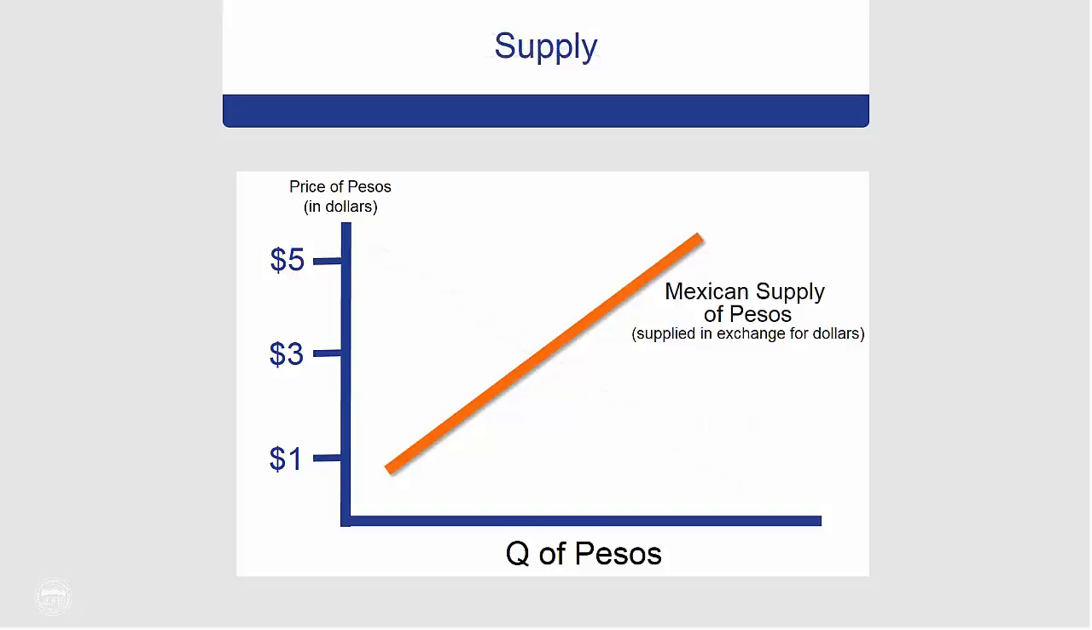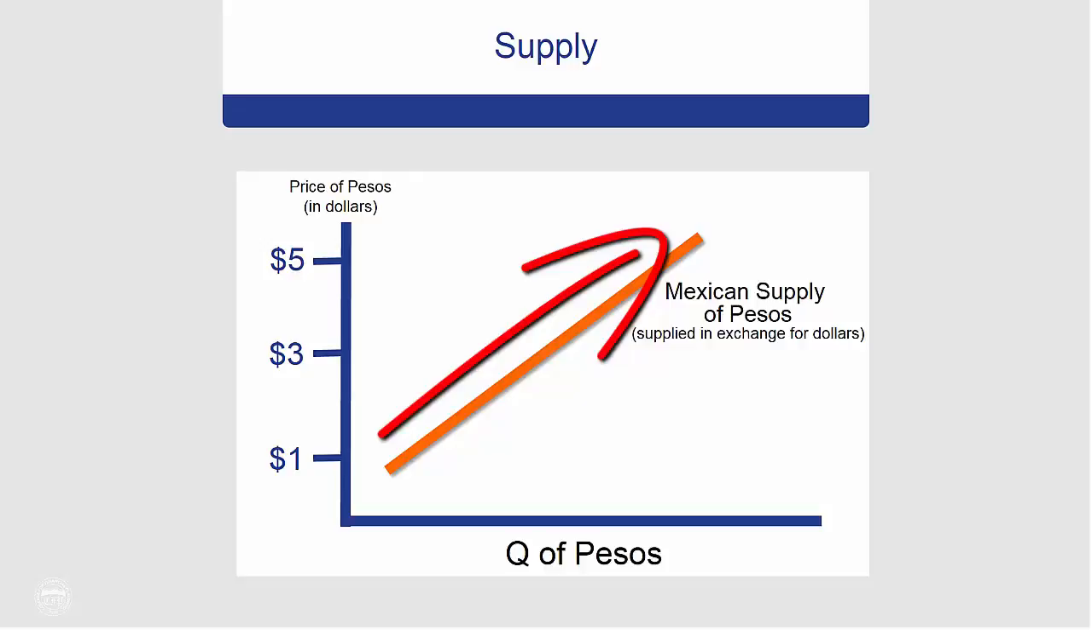All right, let's now take a look at the Mexican supply of pesos. Our graph shows the supply schedule. At a high exchange rate, when the value of the peso is high, economic actors from Mexico, individual people and firms, more readily exchange their pesos for dollars in order to buy U.S. goods. In other words, they supply more pesos to be traded for dollars.